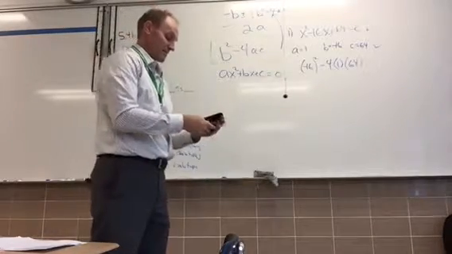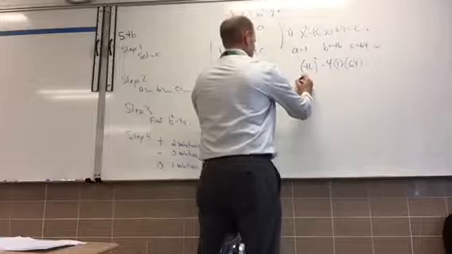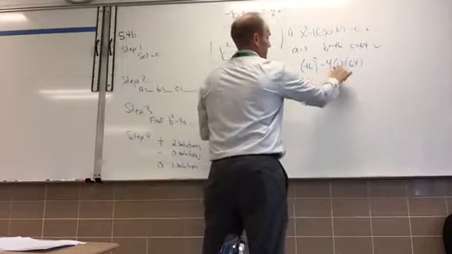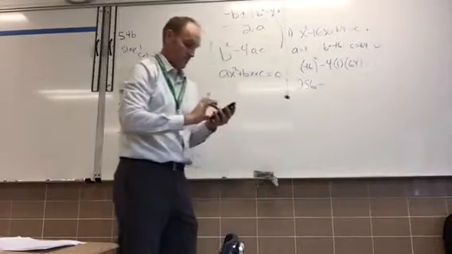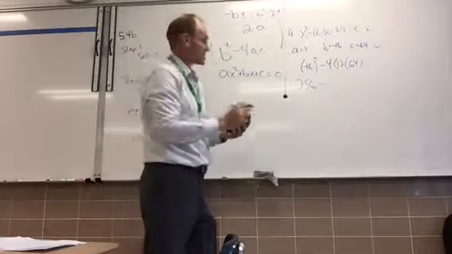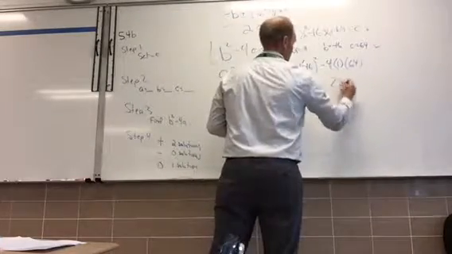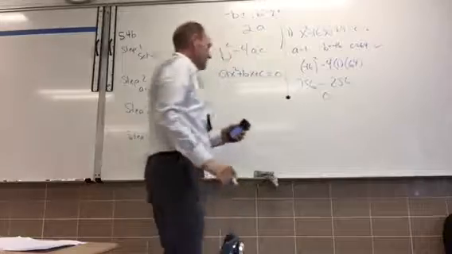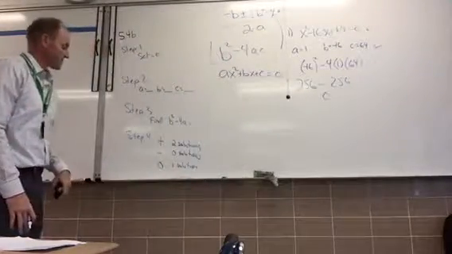So again, negative times negative is a positive. So this ends up being 256. 4 times 1 times 64, and that's 256 as well. So I get 0, which brings me down to step 4 now.